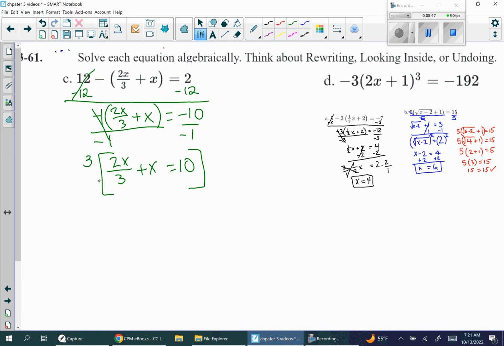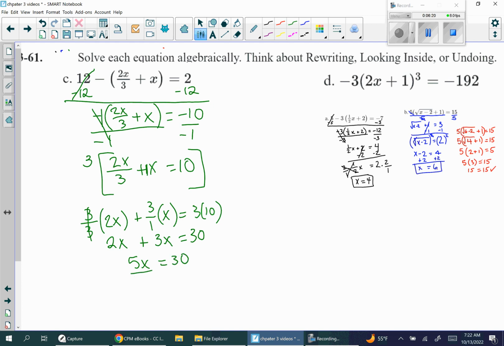And so I'm going to rewrite it as 3 over 3 times 2x. And this is a 1, so I'm going to write it as 3 over 1 times x equals 3. There's technically a 1, 3 times 10. Okay, we did do this in class, so 3 over 3 cancels, and I'm just left with 2x here. 3 times x is plus 3x here, equals 3 times 10 is 30. Now I end up simply with 5x equals 30. I can divide both sides by 5, and x equals 6.